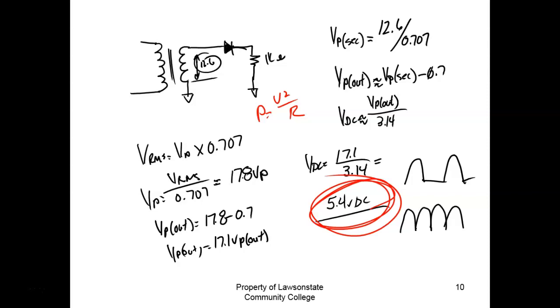You can use I squared R, you can use V times I, but what's nice about this, we know the voltage and we know the resistance, so we don't have to calculate the current. We're using a quarter watt resistor, which is 250 milliwatts, so we're fine. So that resistor's not even getting.